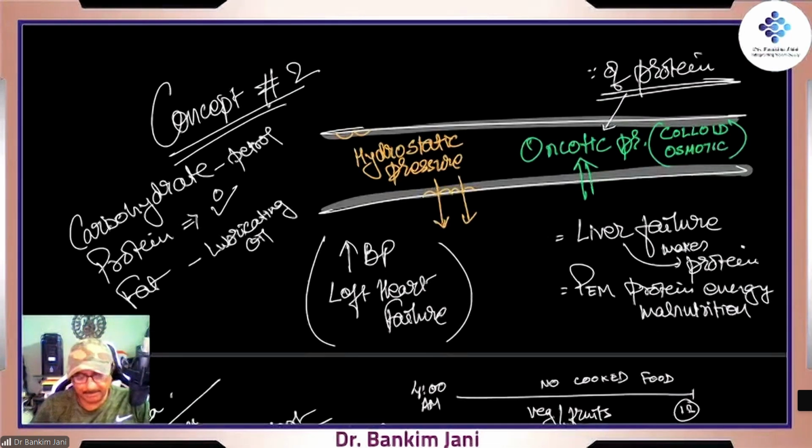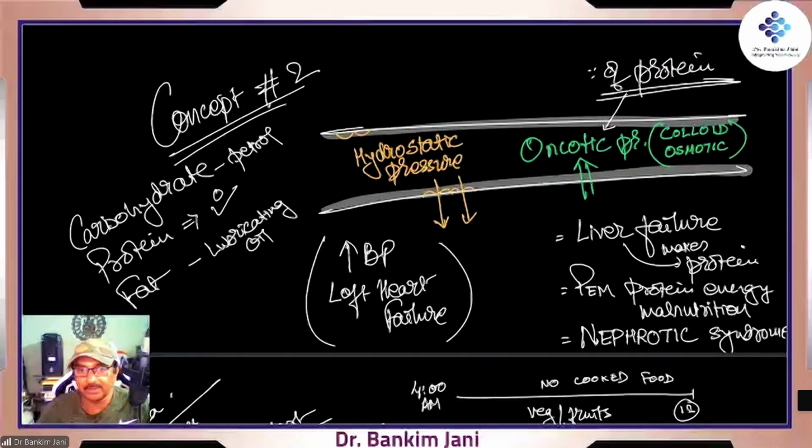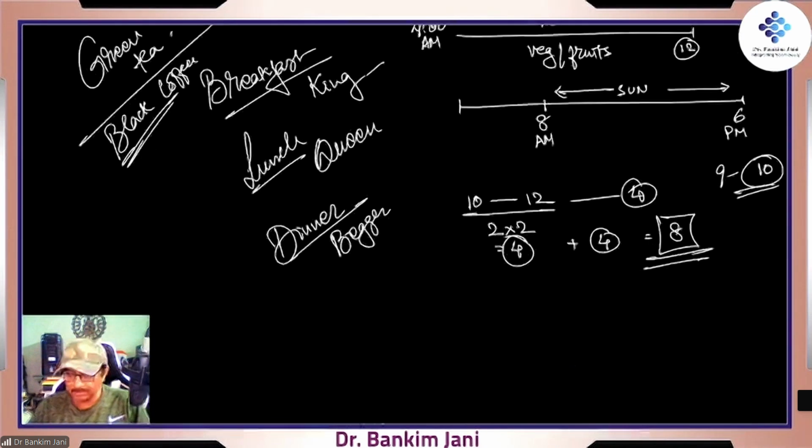Okay, so now let's come back to our point. So this is clear. Liver failure is one of the things. Protein energy malnutrition, right? That is when the protein is lost. And the third condition, which I would like to add, is nephrotic syndrome. Nephrotic means related to the kidney. Yes, the kidney has come into the picture.